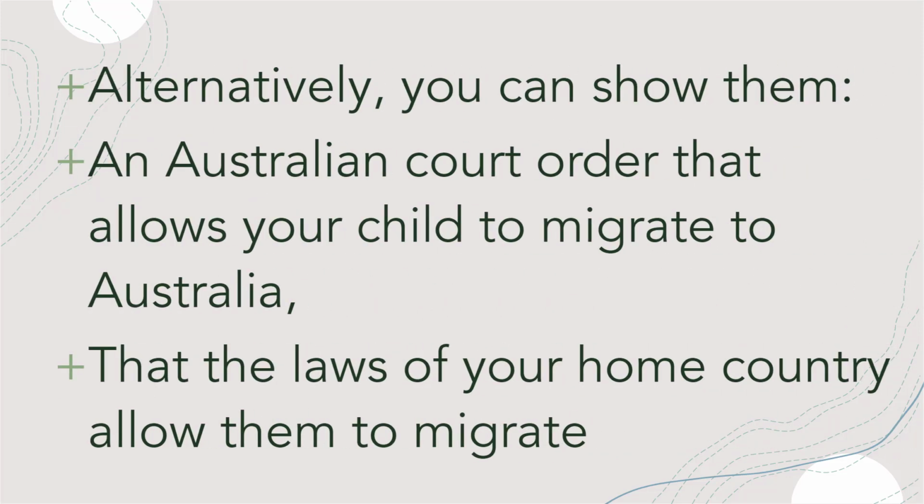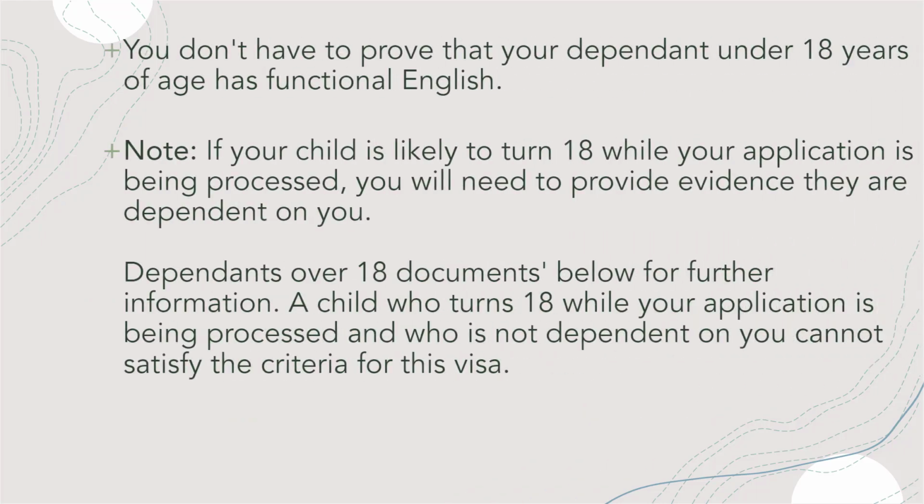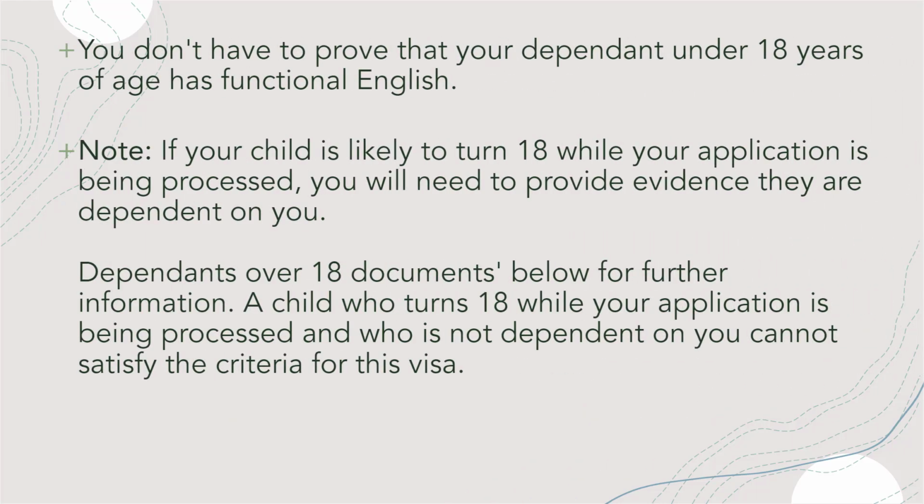Alternatively, you can show us an Australian court order that allows your child to migrate to Australia, or that the laws of your home country allow them to migrate. Include an identity document that shows the signature and photo of the person who completed the form or declaration, such as a passport or driver's license, and adoption papers or other court documents if applicable. You don't have to prove that your dependent under 18 years of age has functional English.